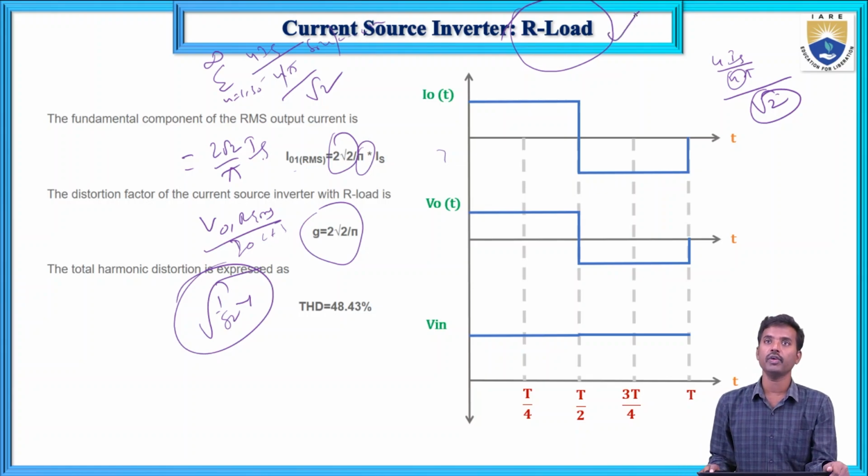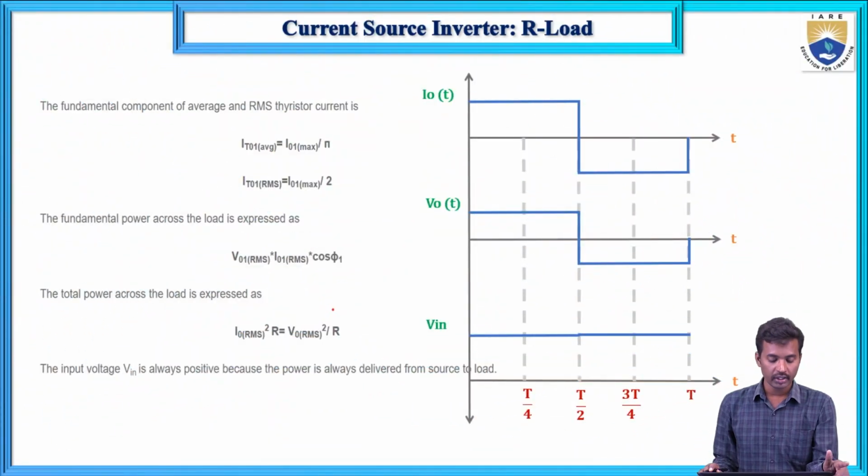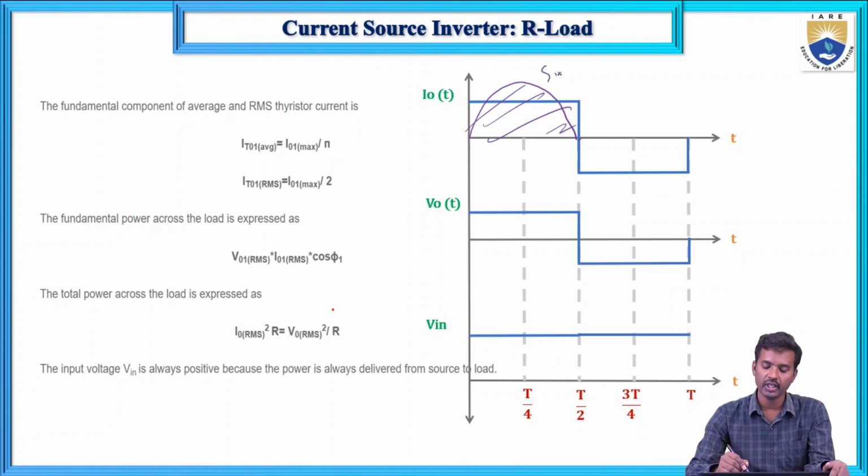Now I am discussing the C load, the capacitive load, and how it works with a capacitive load. Another formula is the fundamental component of average output current, that is the sine wave thyristor current. Now this is like a half wave rectifier, and for this case the average of S1 and S3.